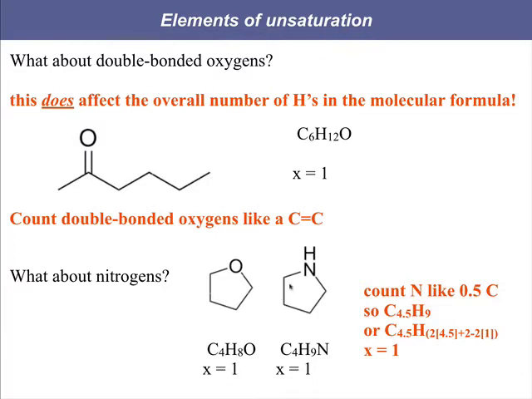We have some structural feature that has caused us to have 9 hydrogens instead of 11. What is that structural feature? It's the ring. So nitrogens, nothing too fancy. We just treat them like half of a carbon would in the normal CnH2n+2 formula. And again, rings count as elements of unsaturation.